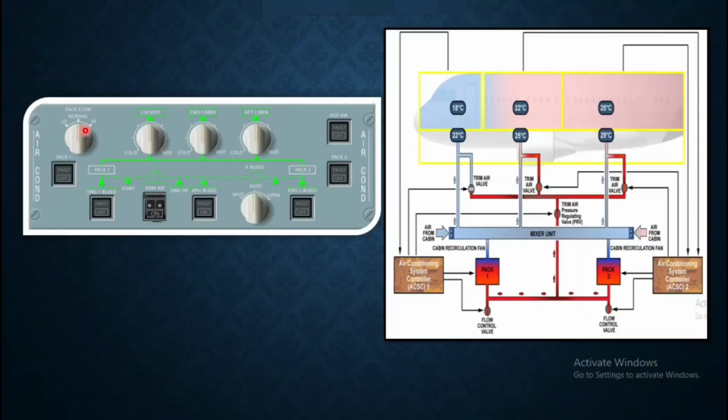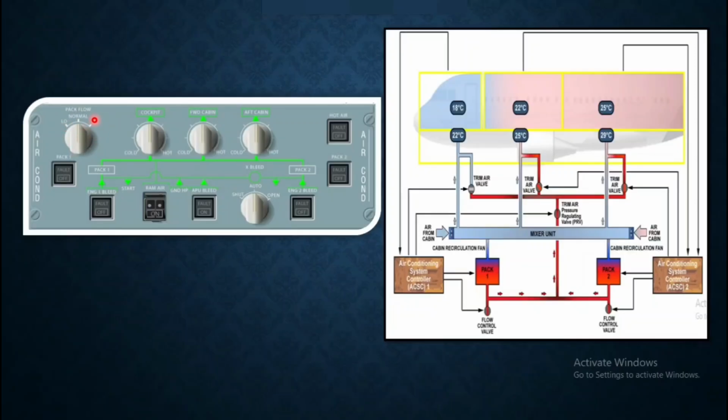Suppose on ground you are selecting high or low manually, and you are using APU bleed supply, then this will automatically give 100%. So manual selection is irrelevant in single pack operation or with APU bleed. In this case it will automatically go to the high condition. So in single pack operation and with APU bleed, even if this knob position is on low, it will supply high only.